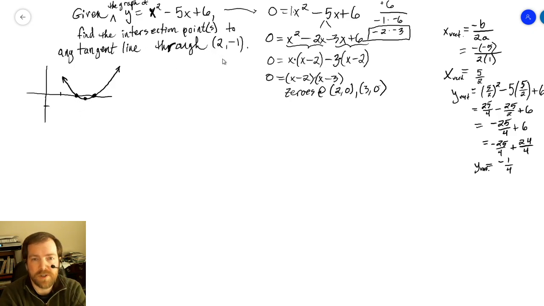The initial question said we have a point at (2, -1), and we want the tangent lines that went through this point. Come on, mouse froze again. There we go. So first off, one of the tangent lines is going to be that way.